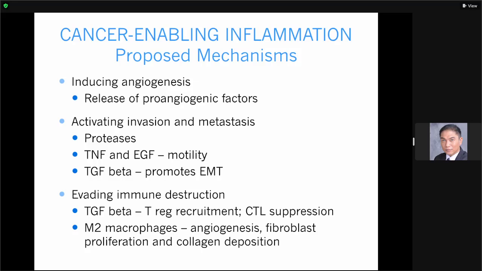Next is evading immune destruction. How will they evade immune destruction? TGF beta, which is upregulated in inflammatory processes, can promote Treg recruitment and suppression of cytotoxic T lymphocytes. M2 macrophages, they can promote angiogenesis, fibroblast proliferation, and collagen deposition.